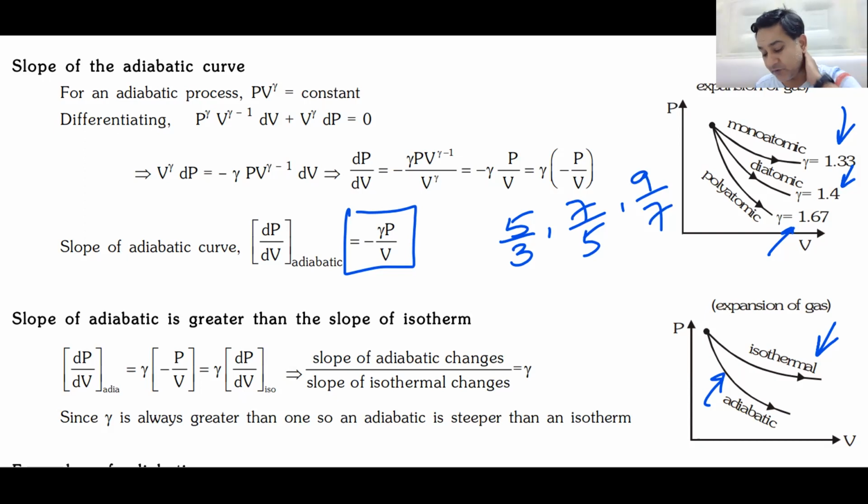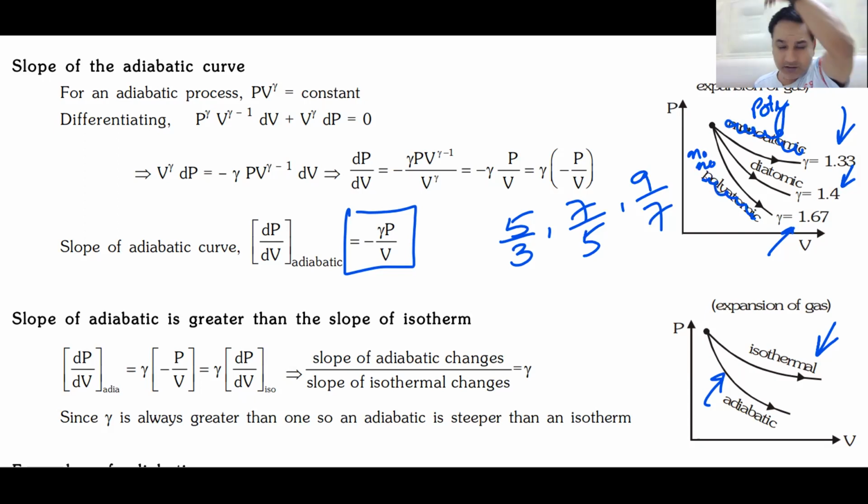Which is more, 5 by 3 or 7 by 5 or 9 by 7? 5 by 3 is more, right? Yes or no? Yes, sir. So this graph is given the wrong way round, a printing mistake. This must be polyatomic gas and this must be monatomic gas. Do we understand this? Yes, sir. So monatomic gas is the steepest one.